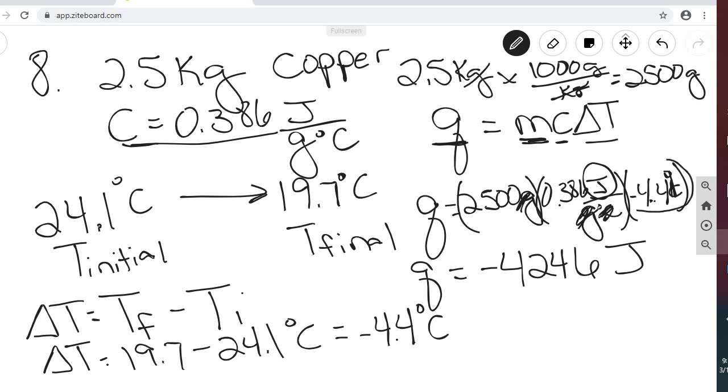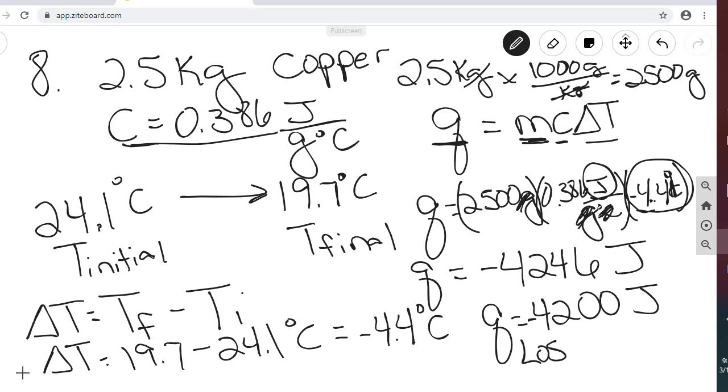This limits us to two significant figures. So that means that we would have negative 4,200 joules. And then it also asks, did it gain heat or did it lose heat? Well, if the energy is negative, that means that it lost heat.